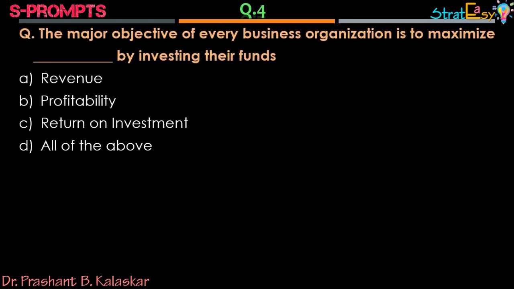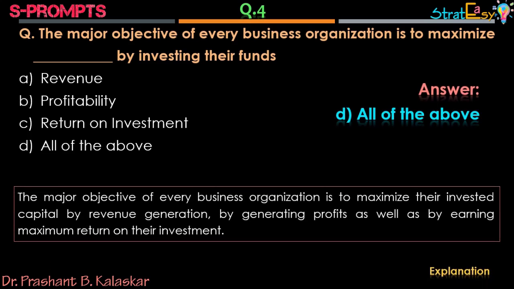Question number 4. The major objective of every business organization is to maximize dash by investing their funds, and the right answer is option D, all of the above. The major objective of every business organization is to maximize their invested capital by revenue generation, by generating profits, as well as by earning maximum return on their investment.